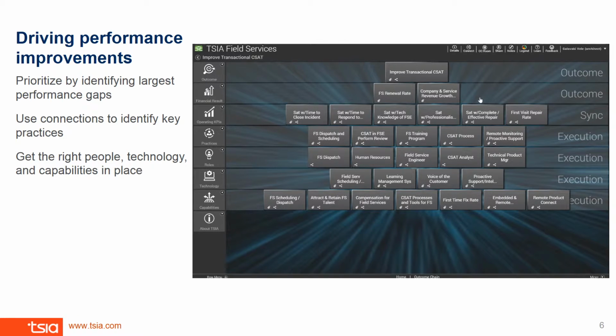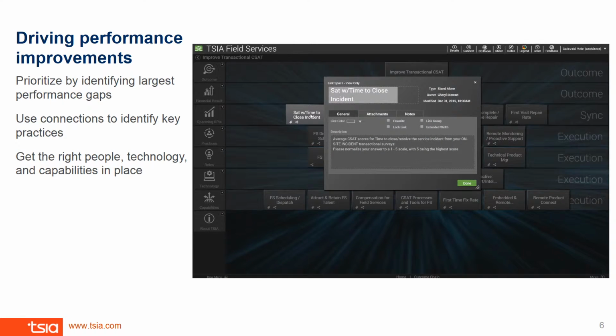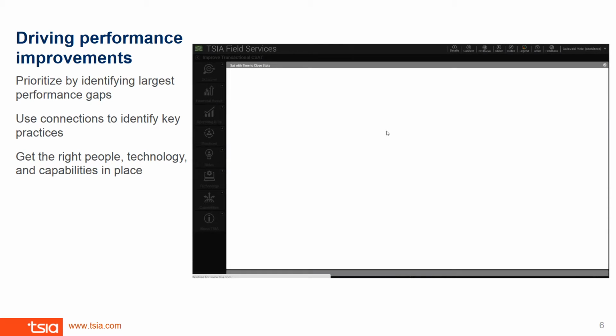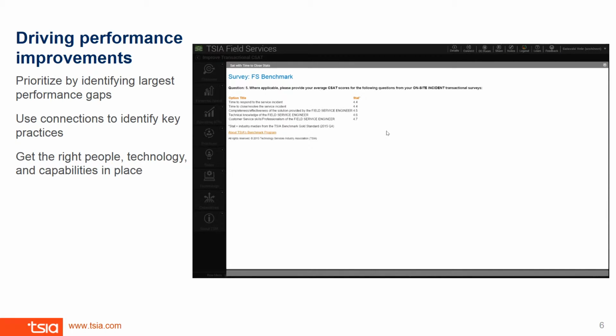Now that I've given you a broad overview of the outcome chain, let's take a look at how you can use the chain to drive improvement in your business. Since you don't have unlimited resources to throw at a problem, comparing your performance to the field service benchmark can help you prioritize by identifying where you have the largest gap. By opening up the satisfaction with time to close an incident, we can see the question from the survey, and within the attachments tab we can connect you with the statistics from the field service benchmark.